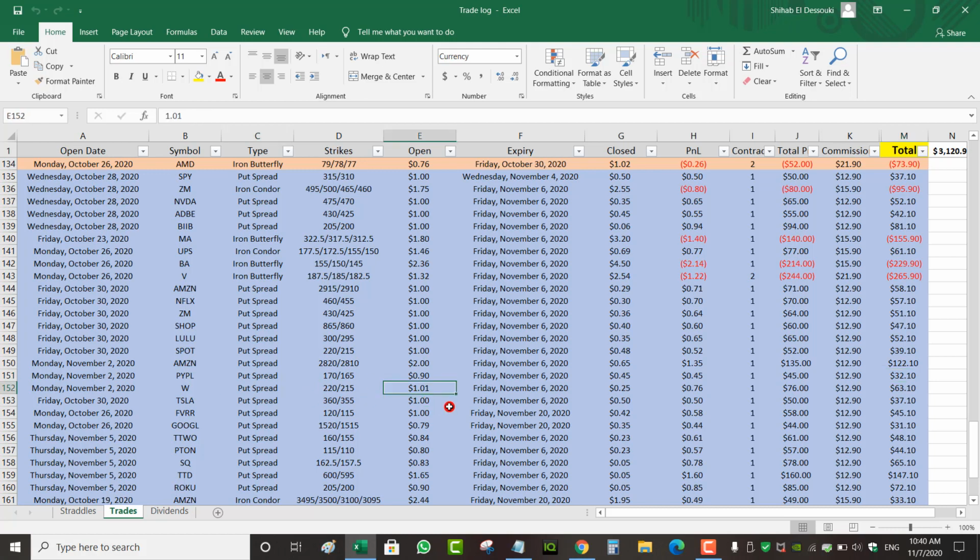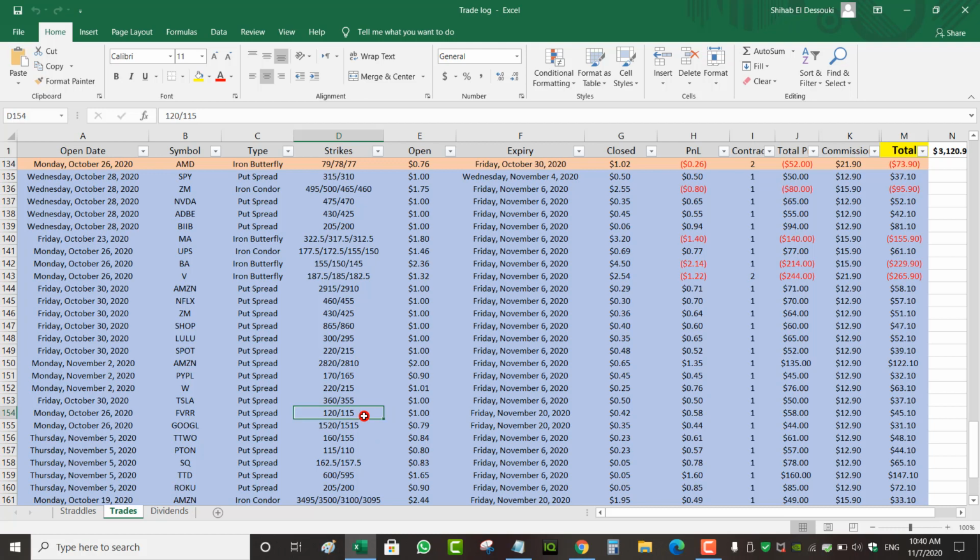Wayfair, same thing. $1, closed it for 25 cents. That's not bad. I mean, $63 profit. Tesla $1, closed it for 50 cents. Definitely closed it too early. $37 profit. Should have been easily $85 profit. So as you can see, it really adds up, these differences.